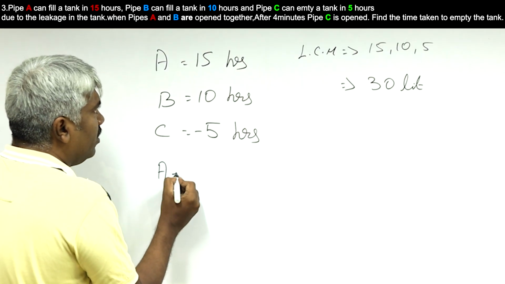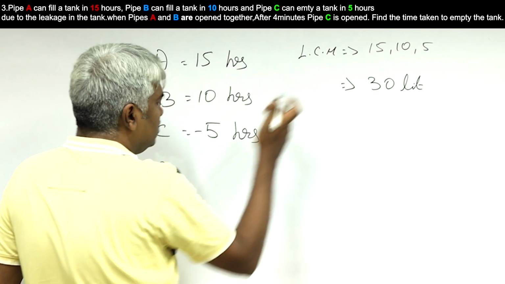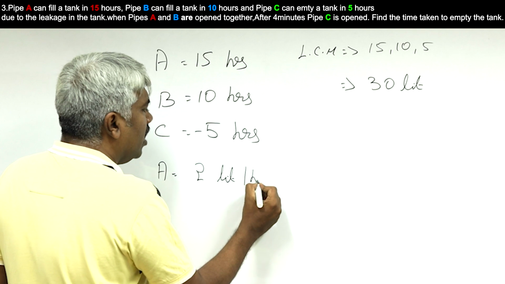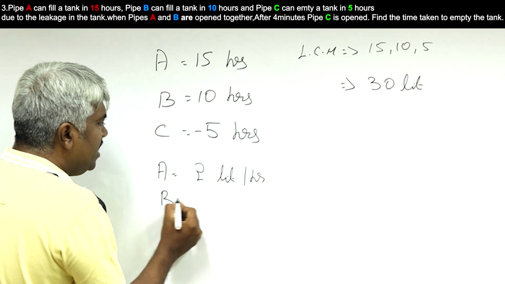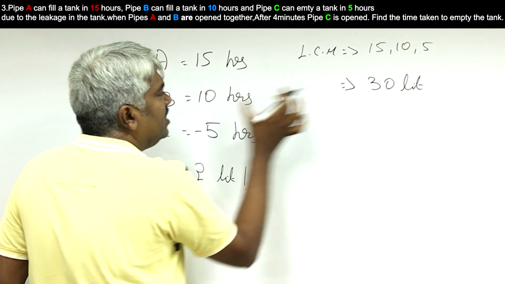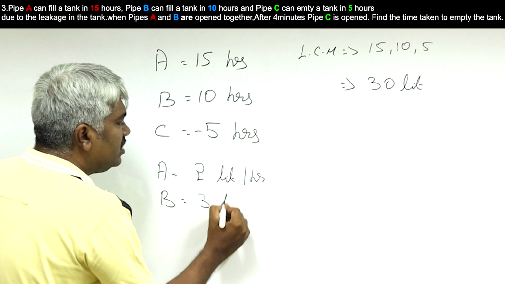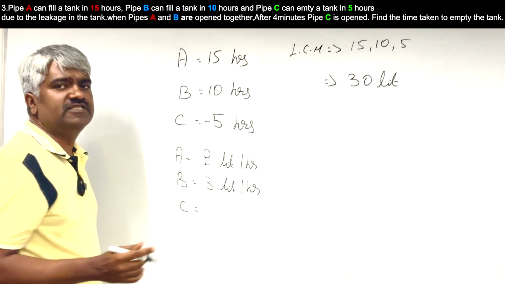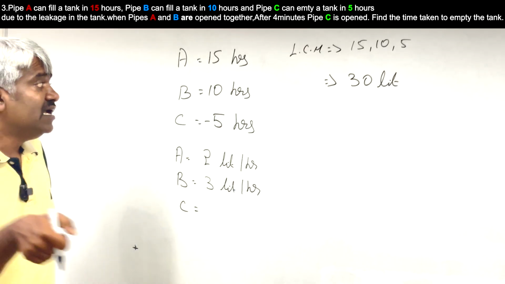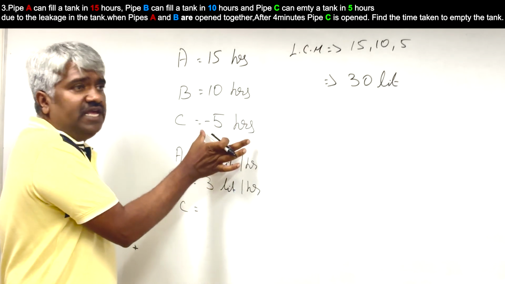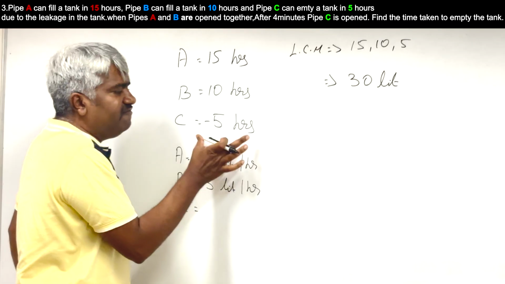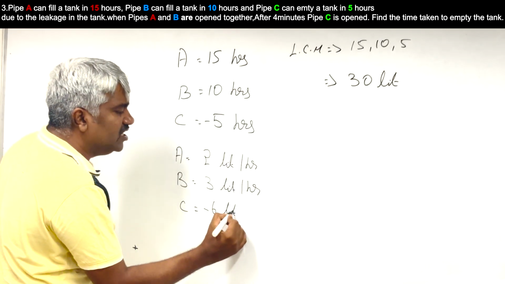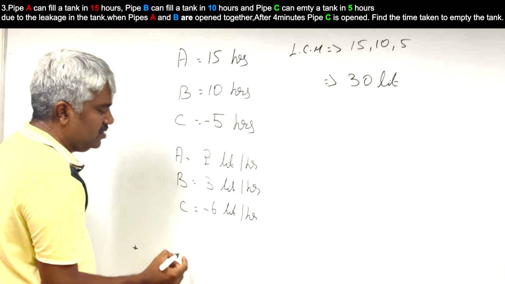So the capacity of the tank is 30 liters. Now A requires 15 hours to fill 30 liters, so it can fill 2 liters in 1 hour. Pipe B can fill 30 liters in 3 hours, so 3 liters in 1 hour. In the case of pipe C, which is going to empty the tank due to the leakage, it can empty the 30 liter tank in 5 hours, so it can empty 6 liters in 1 hour.